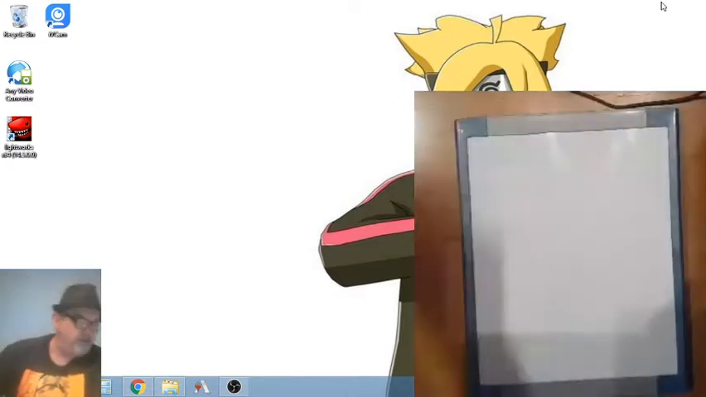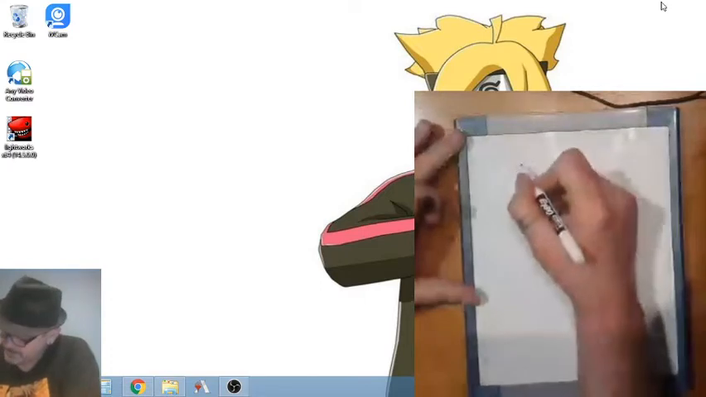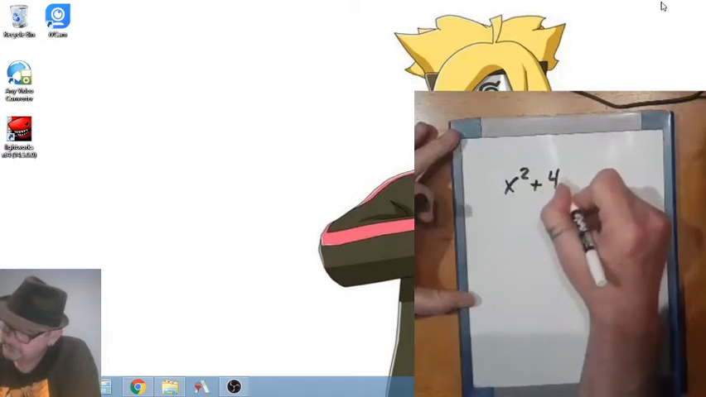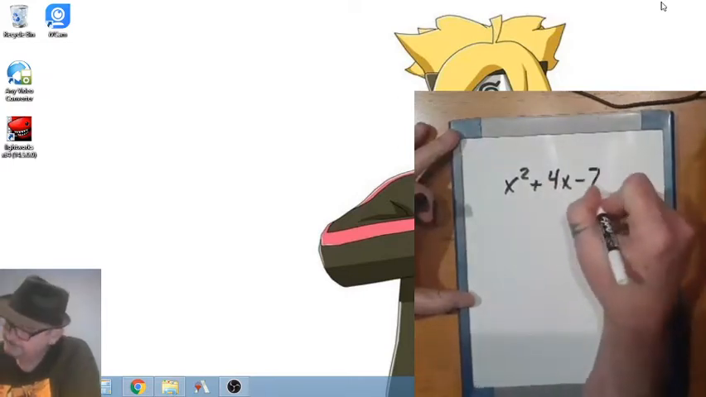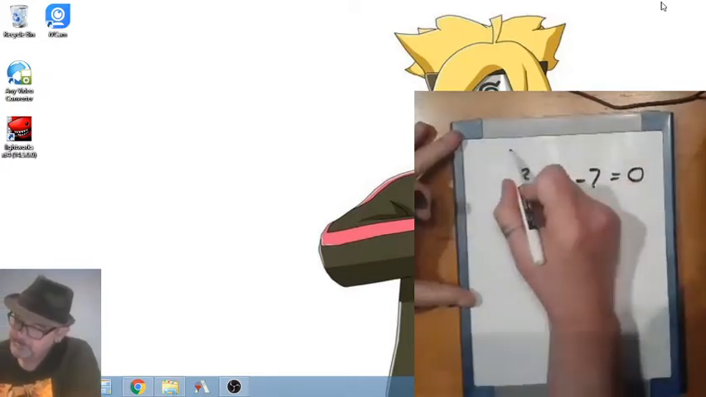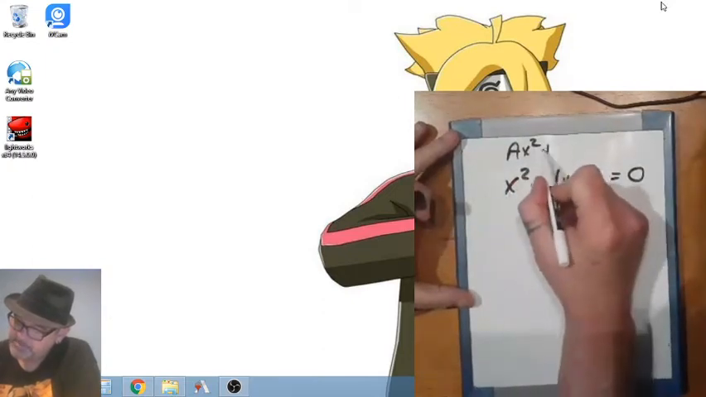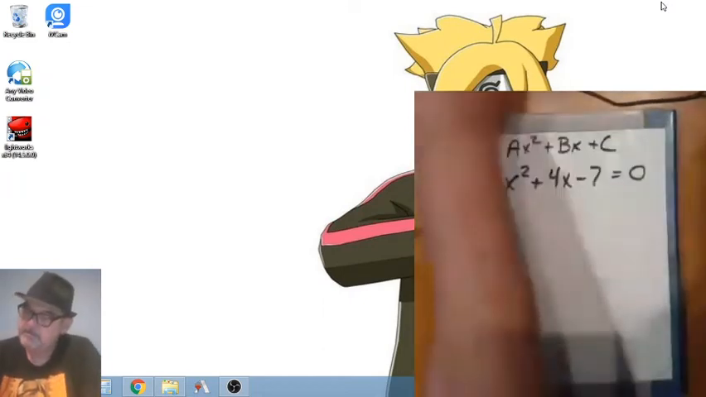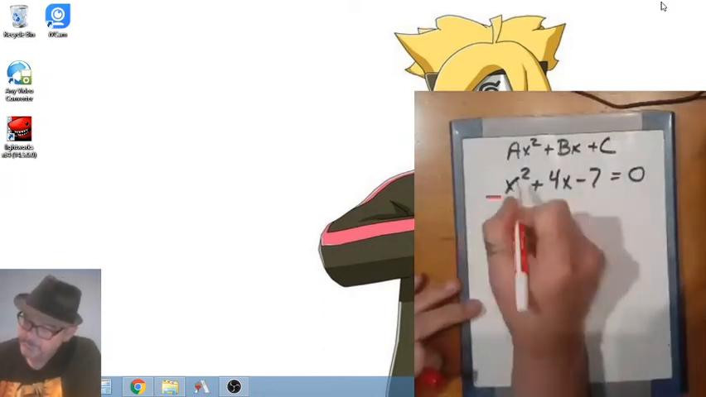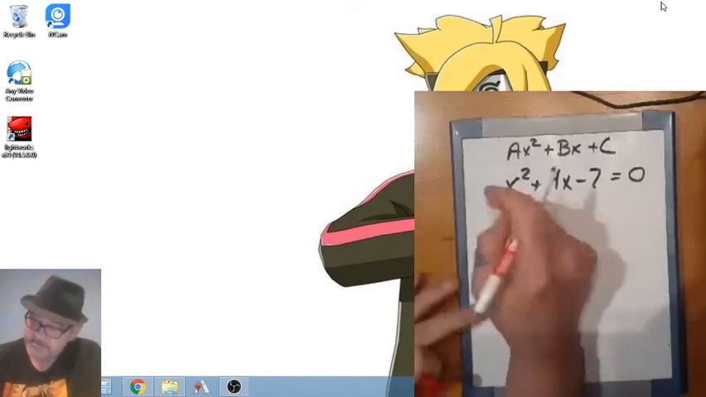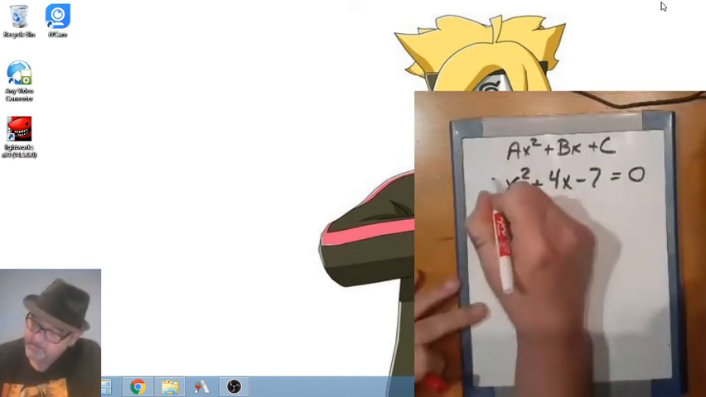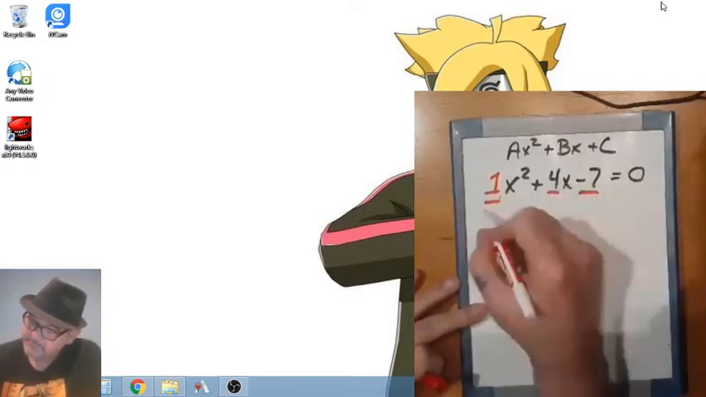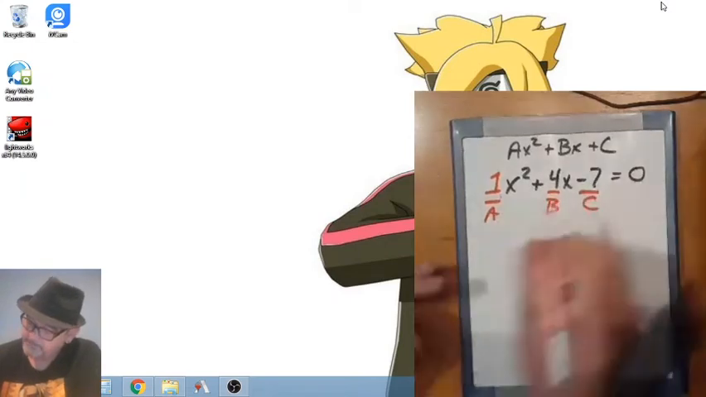So I'm going to put an equation here. I wrote one down. X squared plus 4x minus 7 equals 0. Okay, and don't forget the regular form, ax squared plus bx plus c. So this is our a right here, which there's nothing in front of the x squared, so we know that that's an understood 1, right? So we can put a 1 there. Here's our b, and here's our c. A, b, and c. A, b, c.